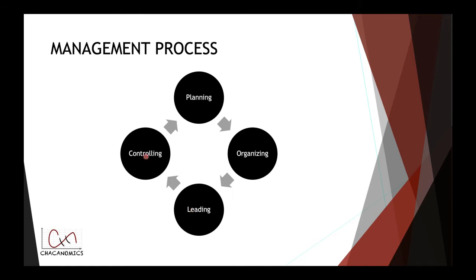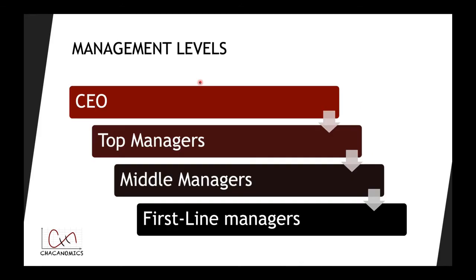And finally, in the controlling phase, we check and monitor that everything is going according to the plans. If there's something wrong, then we can go back and plan all over again. We can identify different levels of management within an organization.